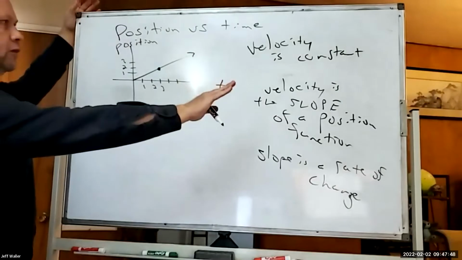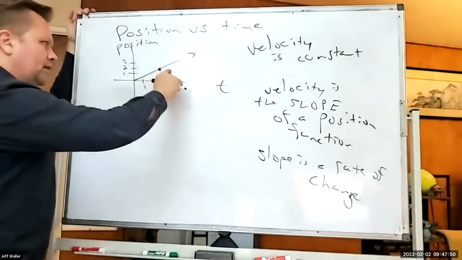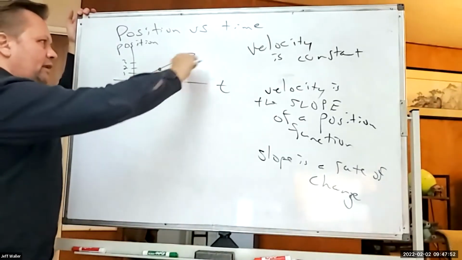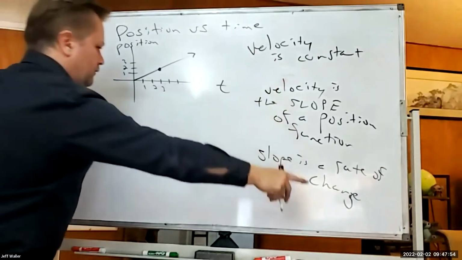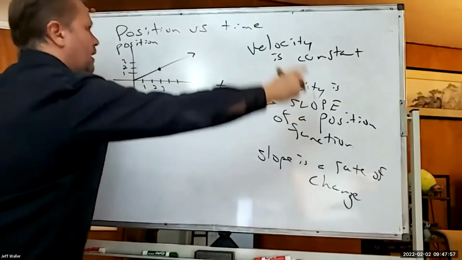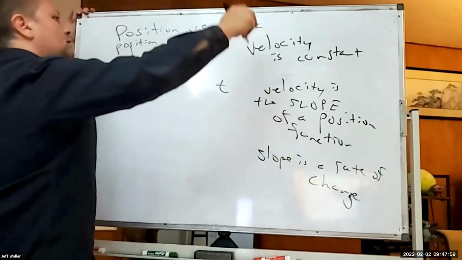So that's pretty straightforward. The slope is constant. This is a linear function. Therefore, the rate of change is constant and the velocity is the rate of change. So the velocity is constant.